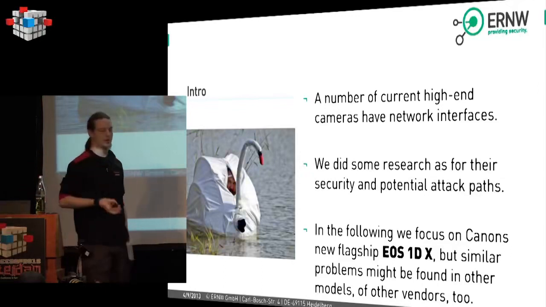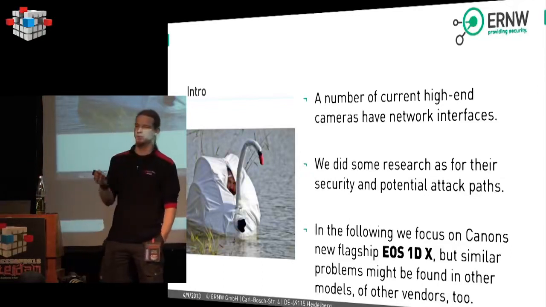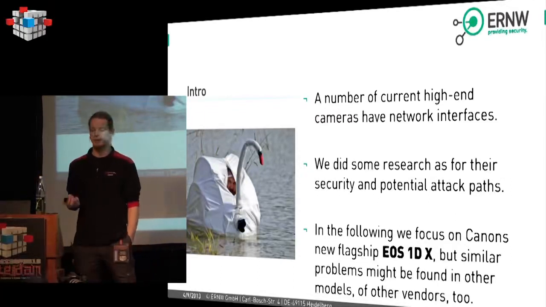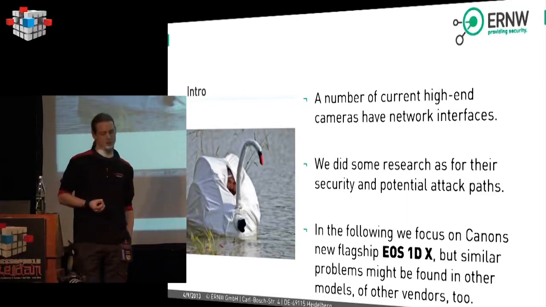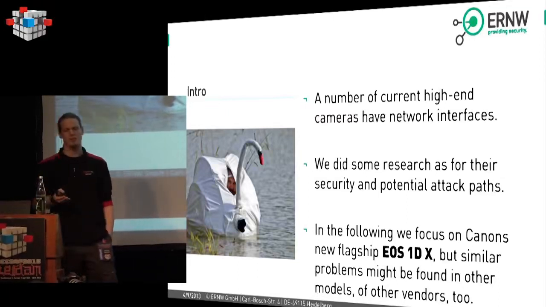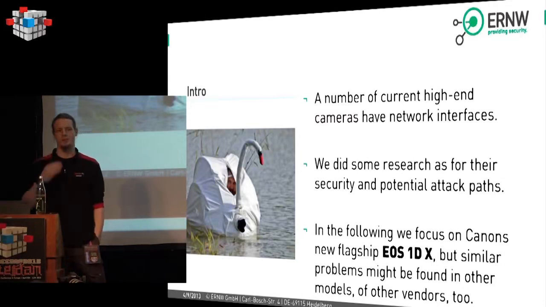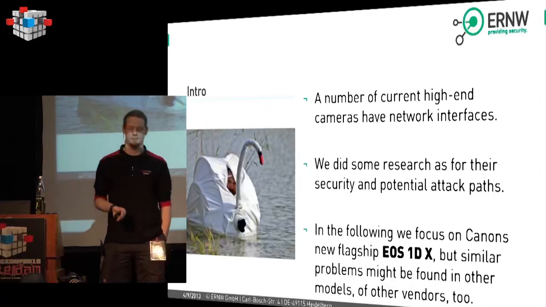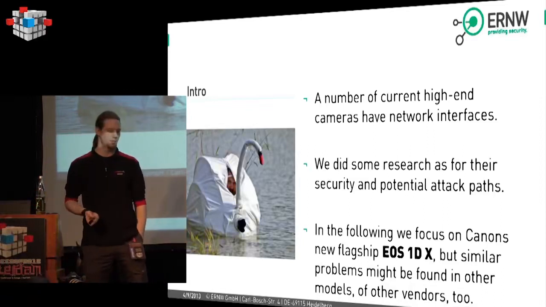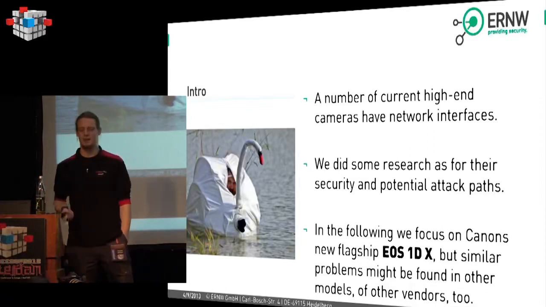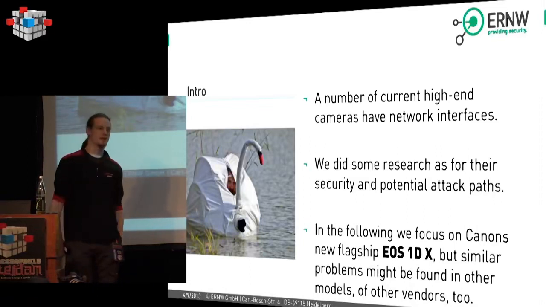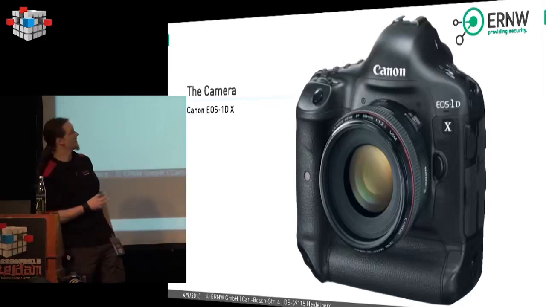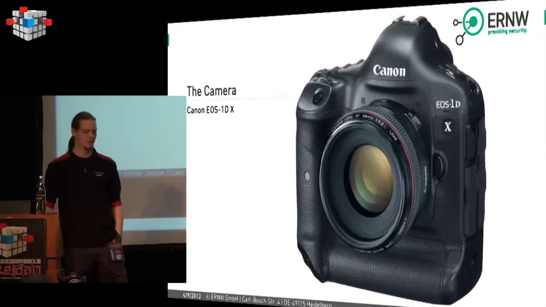Okay, so Canon recently put out a series of high-end DSLR cameras with network-enabled interfaces. We did some research on those cameras, and I tried to point out all the security flaws involved and reasonable attack paths against those security flaws. I'm speaking about the Canon flagship camera, the 1DX you see in front here. It's not that big in real life, but it's quite heavy.